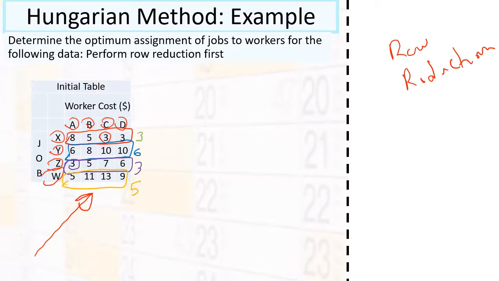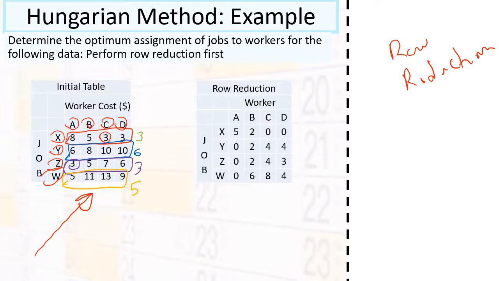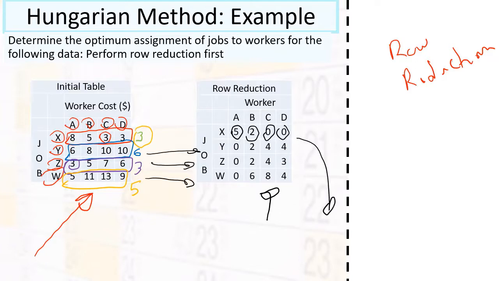Now we just have to subtract that from each element within the row. So 8, 5, 3, 3, we subtract 3 from each. 8 minus 3 is 5. 5 minus 3 is 2. 3 minus 3 is 0. 3 minus 3 is 0. So we get these two zeros. We do the same thing for the other rows, and we should end up with this table right here. Now this is the table we're going to use for our next step, which is the column reduction.